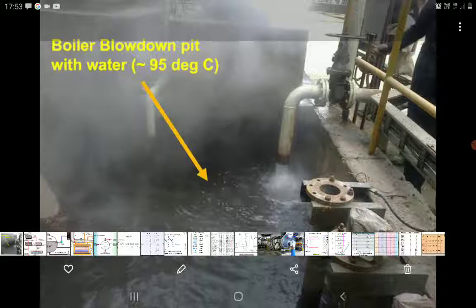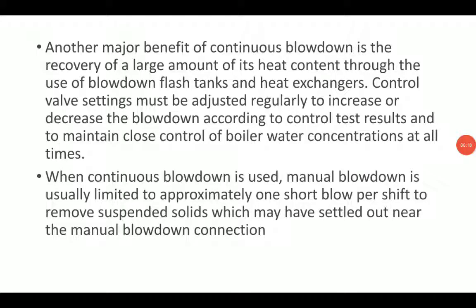Like this you can do it. This is how the control valve settings must be adjusted regularly to increase or decrease the blowdown. By using a particular control valve you can increase or decrease the blowdown according to the test results, and to maintain close control of boiler water concentration at all times. When continuous blowdown is used, manual blowdown is usually limited to approximately one short blow per shift to remove suspended solids which may have settled out near the manual blowdown connection.